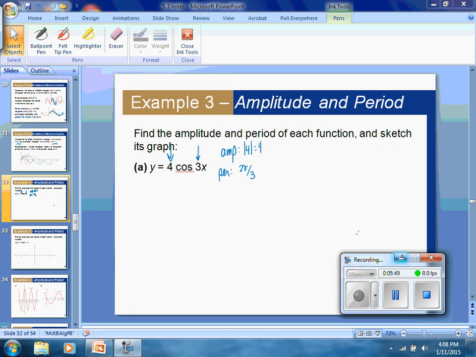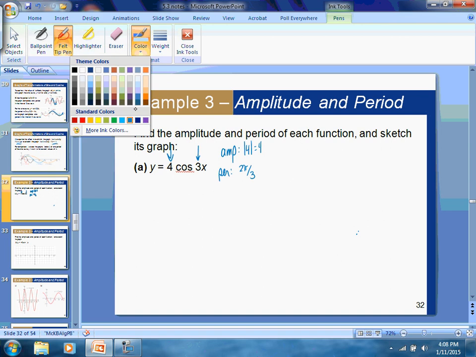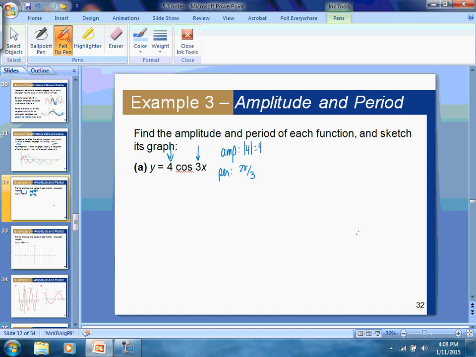Okay, so I was able to select the graph and delete it. Now I'm just going to draw my own graph for this. But before we do that, I'm going to make my table of values. So we have x, then we have y.